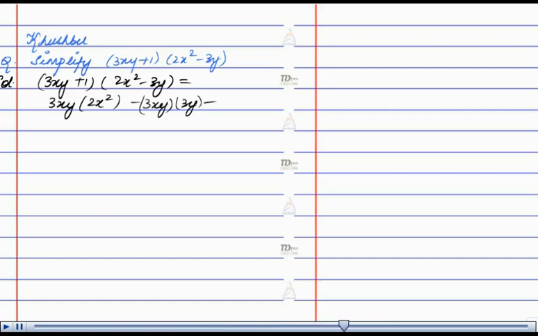Next, multiplying the second term of the first bracket by each term of the second bracket, we get plus 1 into 2x square minus 1 into 3y, that gives 6x cube y minus 9xy square plus 2x square minus 3y. This is the required solution.